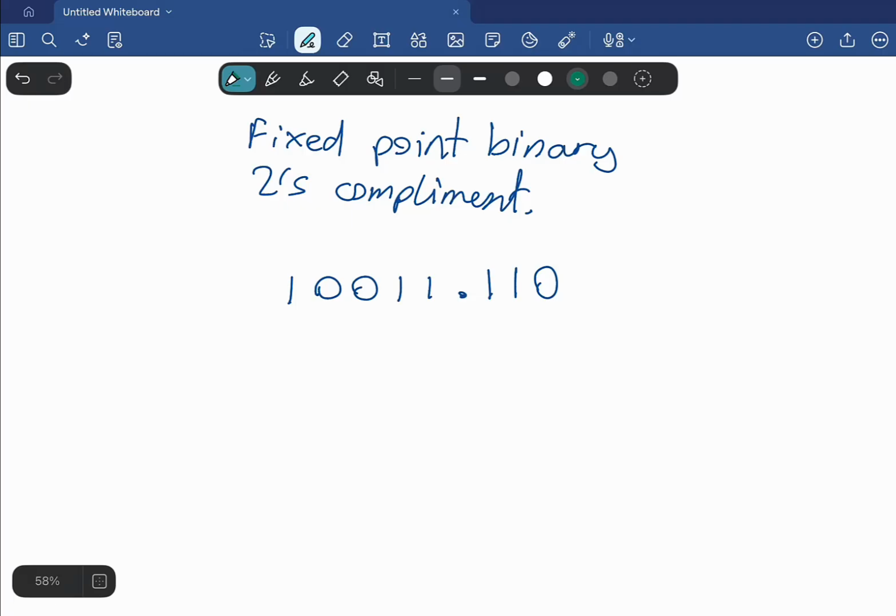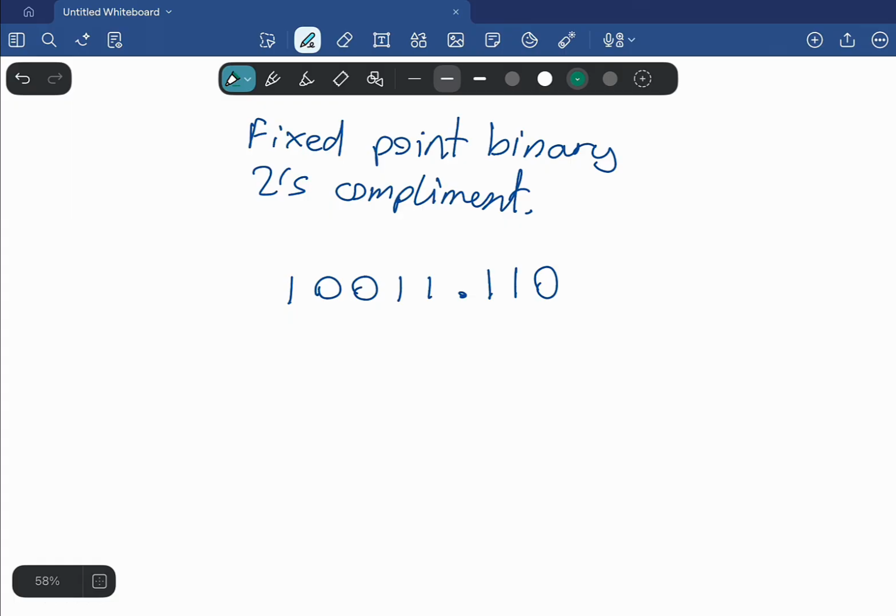Okay, in our first example here, we're going to be just warming up with some fixed point binary in 2's complement. So why don't you pause the video, have a little go at trying this number that we've got here and convert that into denary, and then replay the video when you're done and see if we get the same values.